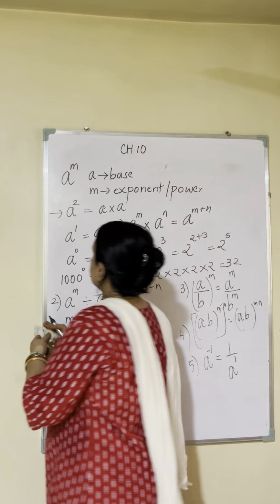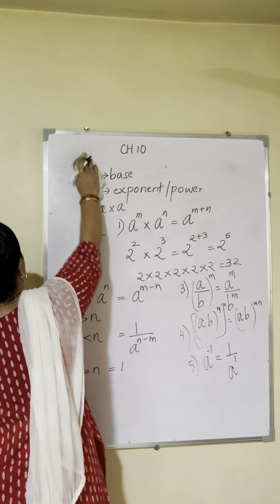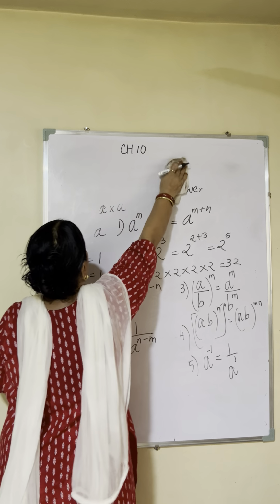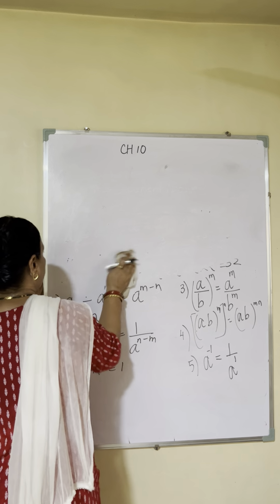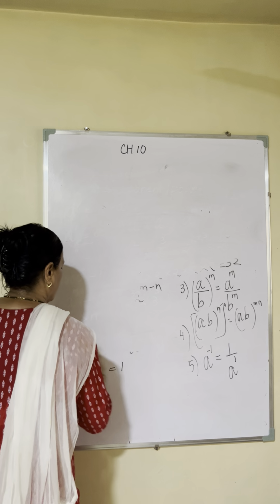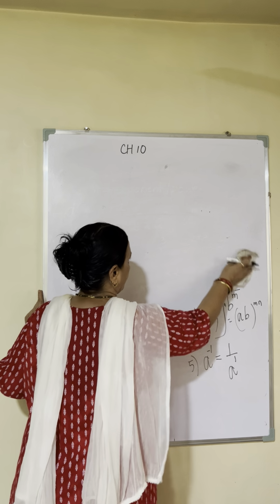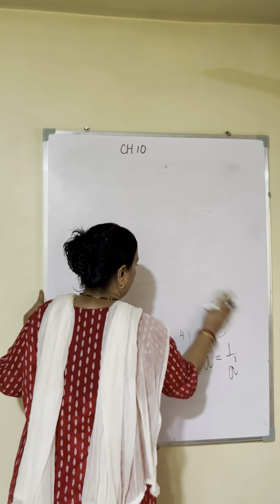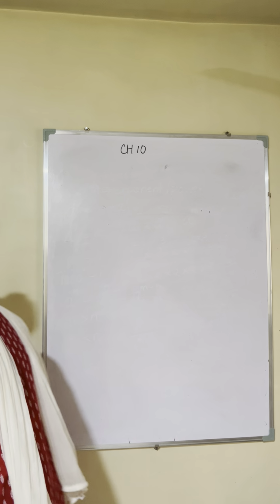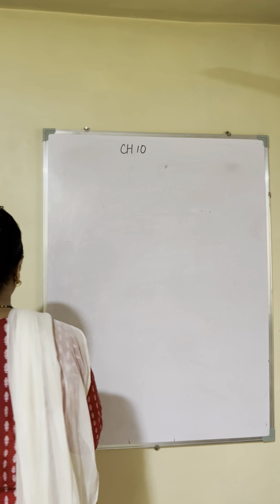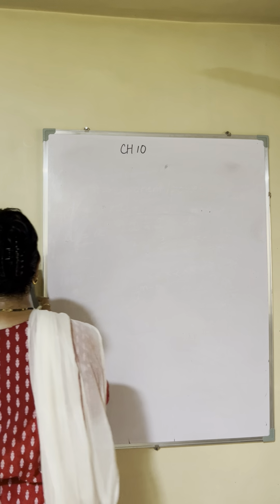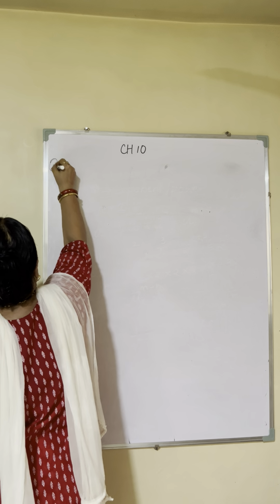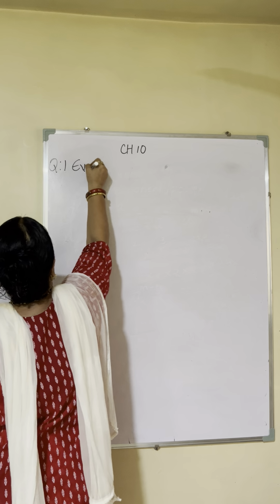Now we start with the exercise. So open your notebook, write down today's date. Lesson number 10. These are the laws of indices. And now we start with 10.1. Each question you have to repeat 2 times, so it will develop confidence in you, and it will become easy for you. So I start with 10.1. First question, evaluate.